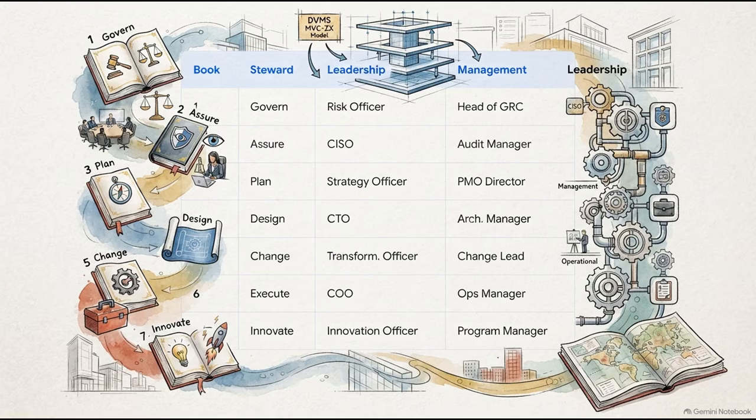Every MVC, which is pulled directly from the DVMS MVCs model, speaks to 3 tiers of practitioners: leadership, management, and operational. So Book 1, Govern, speaks to everyone from the board director down to the policy analyst. Book 2, Assure, is for the CISO down to the internal auditor. This proves each book delivers standalone value, echoing the really successful ITIL 2011 series model. You definitely don't have to read all 7 to get immense practical value for your specific job role.